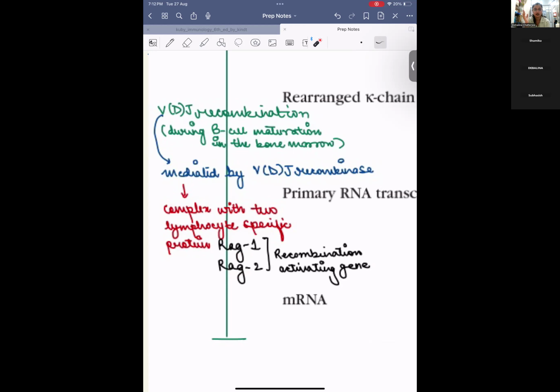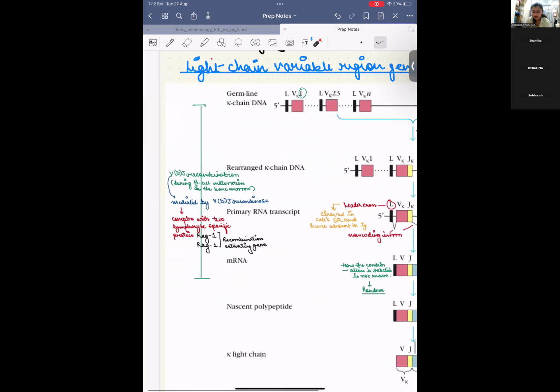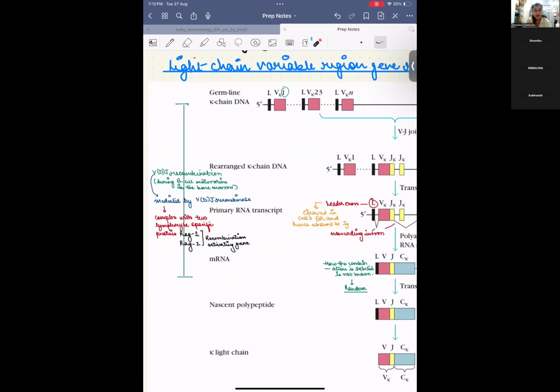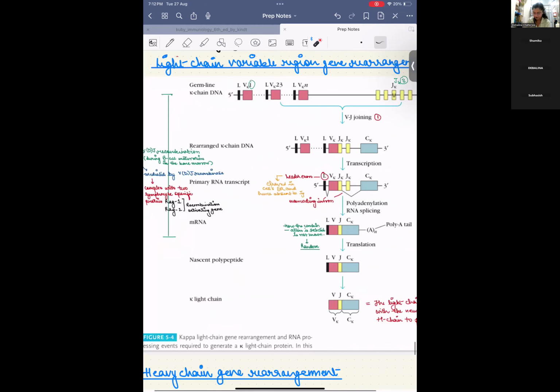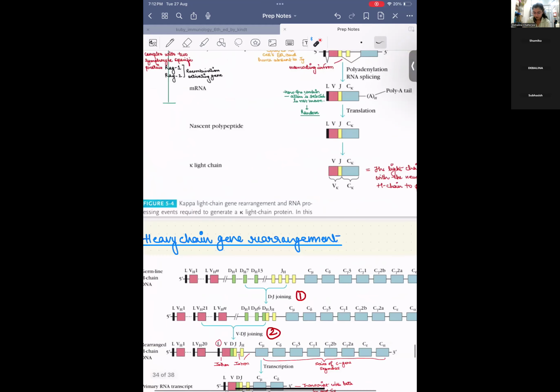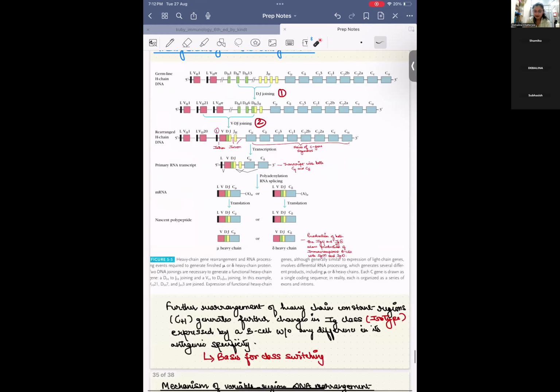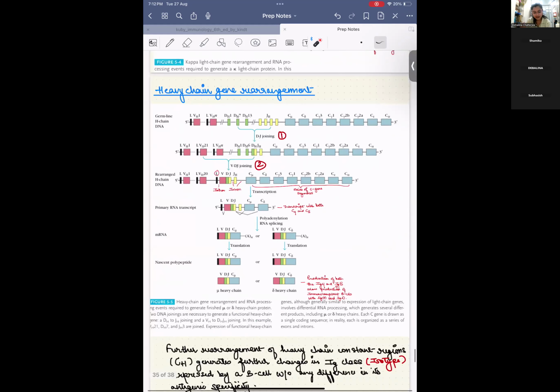repair, are enzymes. So these are also DNA repair enzymes. All these enzymes together bring about this process of VDJ recombination, right? We'll see the mechanism underlying that as well. But let's just complete the same discussion for heavy chain gene rearrangement.